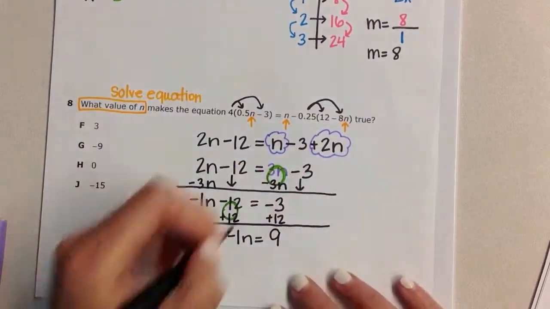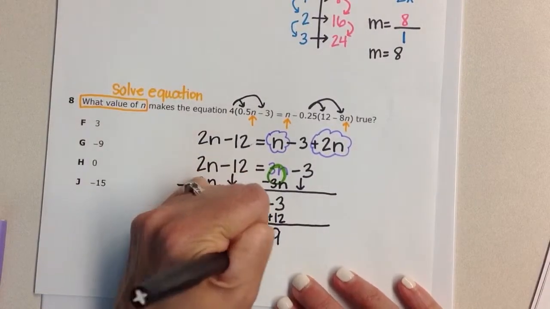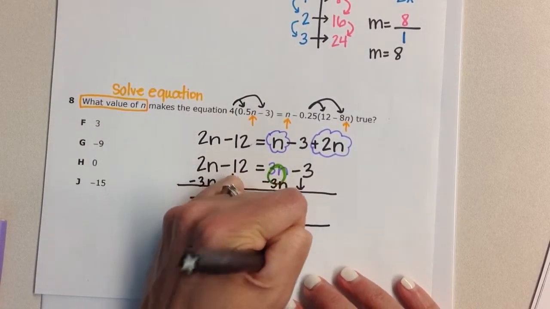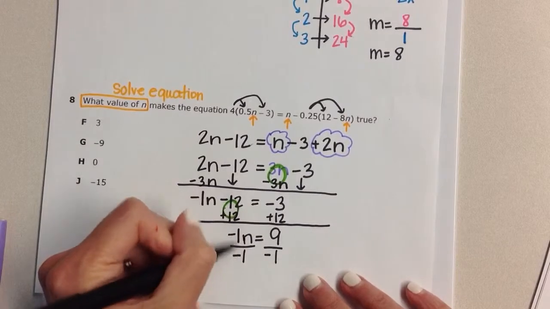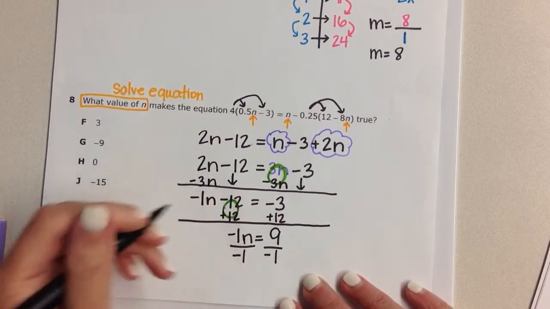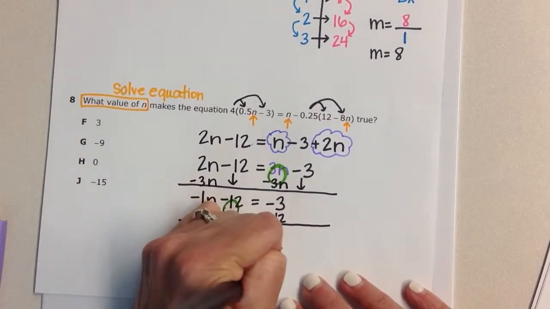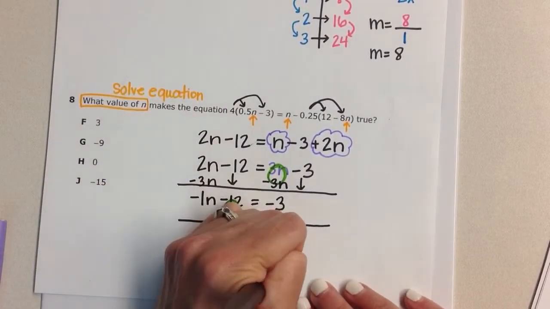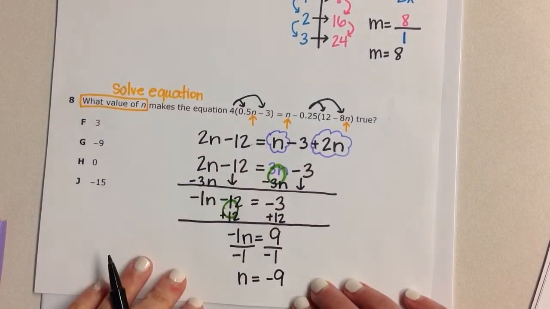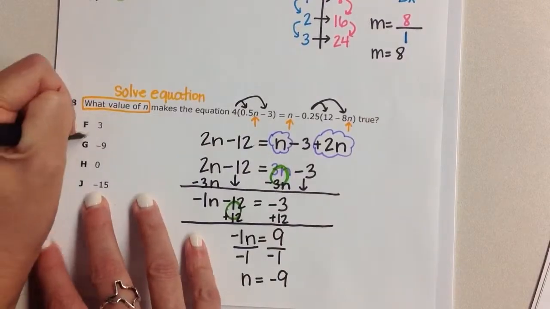And now I'm going to divide both sides by -1 because I don't want a -1n, I want a positive 1n. So to get 1n, I divide -1 by itself. And I'm going to get n equals, and 9 divided by -1 is going to be -9. So the correct answer is G.